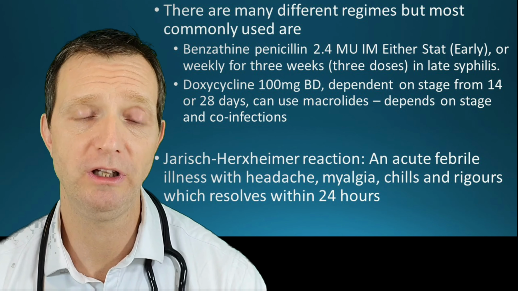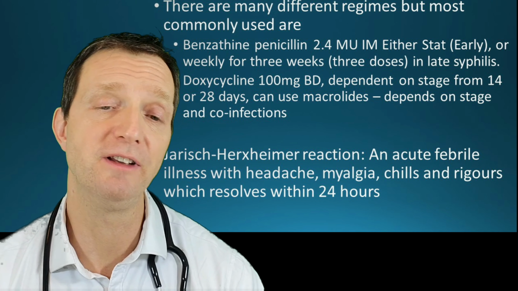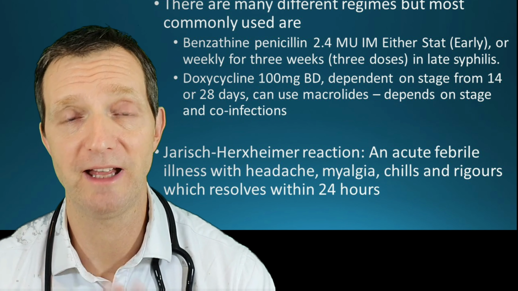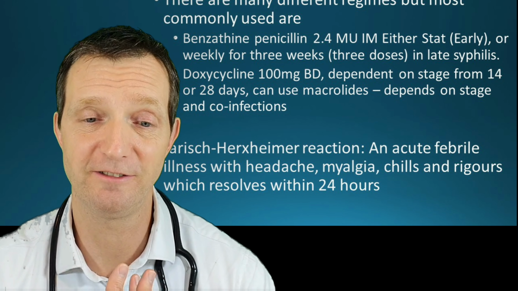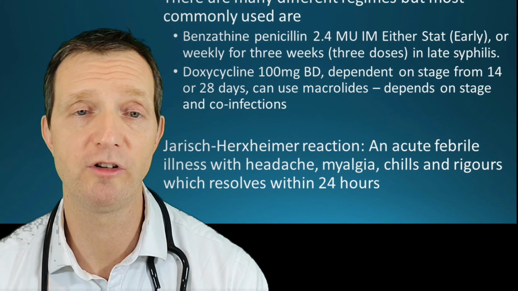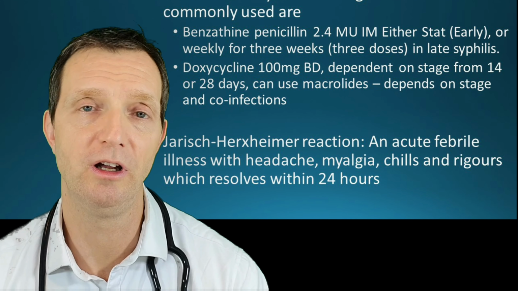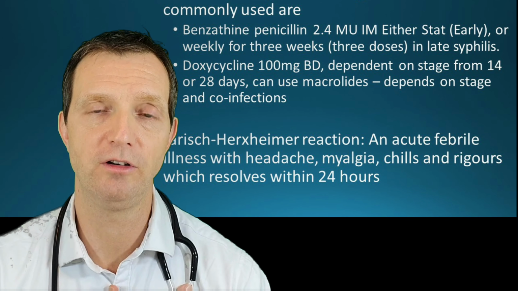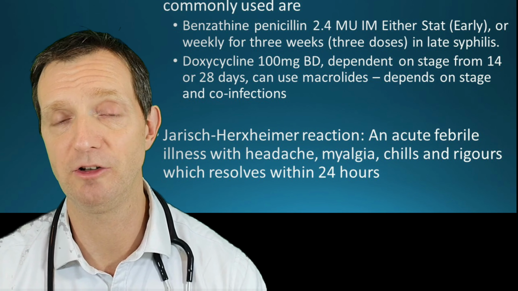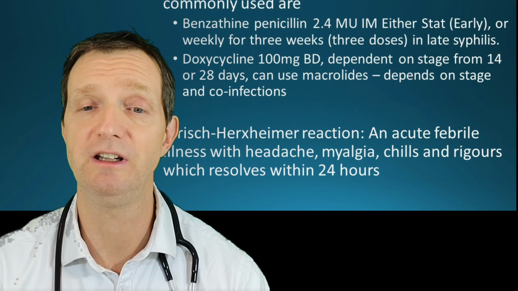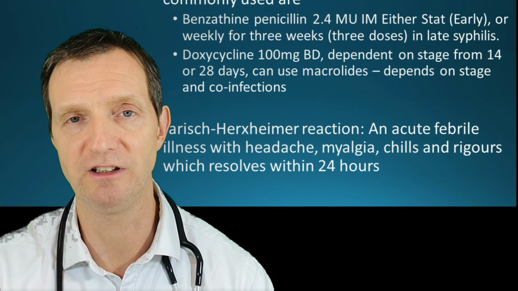The patient should always be warned of the Jarisch-Herxheimer reaction, and this is an acute febrile illness that comes with a headache, myalgia, chills and rigors. It feels basically like severe flu, and usually resolves within 24 hours, but can be so severe the patient can end up going to hospital because they're concerned for their own welfare. So it's very important you tell the patient about this, and sometimes we also tell the patient at 6 p.m. of an evening, you just take some paracetamol if you're getting any kind of reaction.